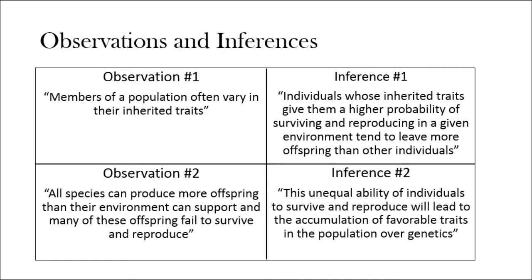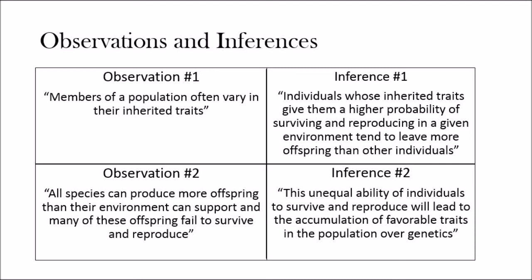So from these two observations, he made two big inferences. The first inference is that individuals whose inherited traits give them a higher probability of surviving and reproducing in a given environment tend to leave more offspring than other individuals. So basically what that's saying is organisms which have better traits, which are suited for their environment, are going to have a higher tendency to leave more offspring than individuals that are not suited for the environment.